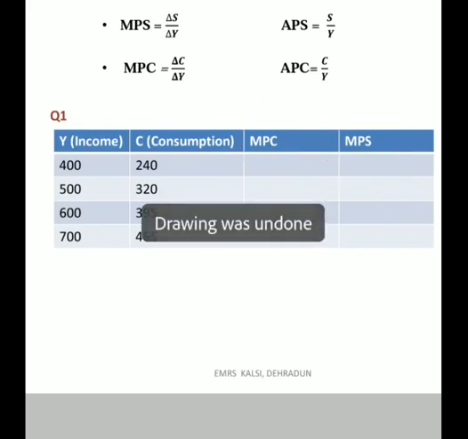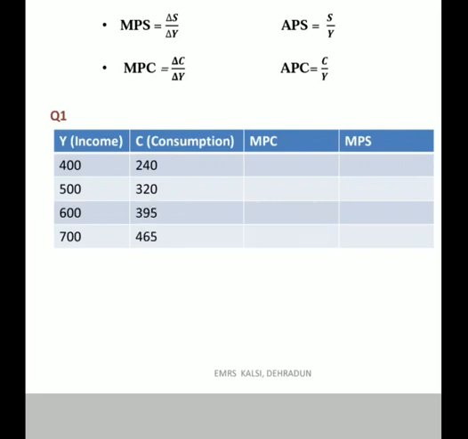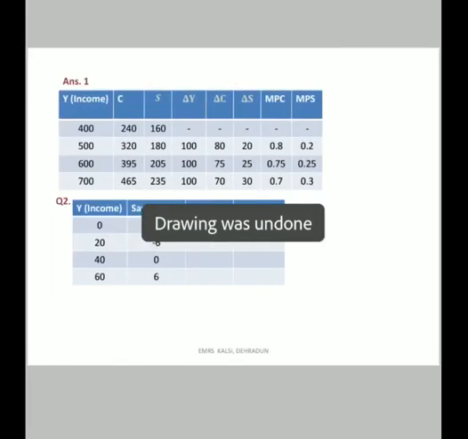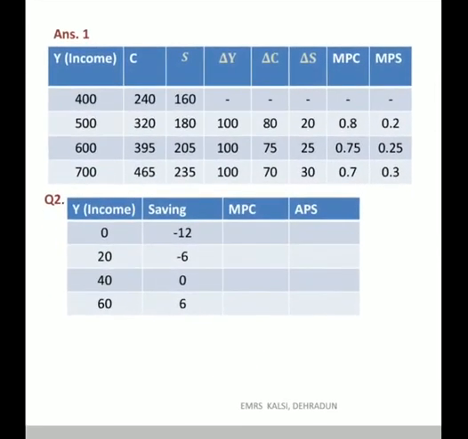So in order to find MPC, we will look at MPC first. Okay, so for MPC we require delta C and delta Y, means change in consumption and change in income. So how can we find change in consumption and change in income? Let's see this. So this is the proper answer, okay, in the table form, but I will explain to you how we got this delta Y, delta C and all.